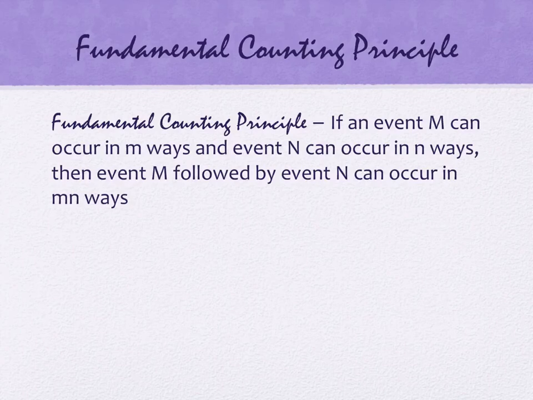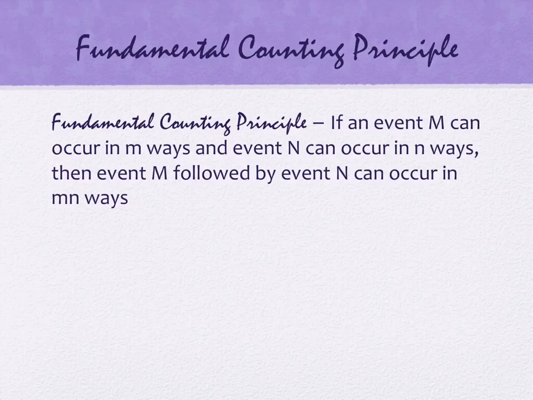So this is a very interesting one that you're probably aware of, but you might not have known that it was called this. It says that if we have two events, event M and event N, an event M, capital M, can occur in little m ways. An event capital N can occur in little n ways. Then event M followed by event N can occur in mn ways. So like I said, lots of M's and N's. But a really good quick example is the next one.